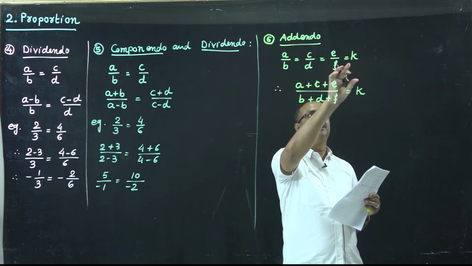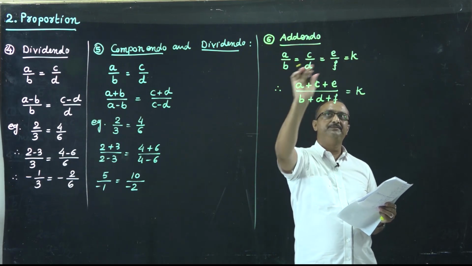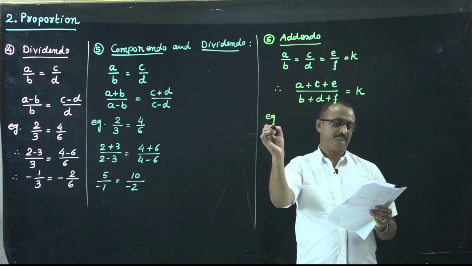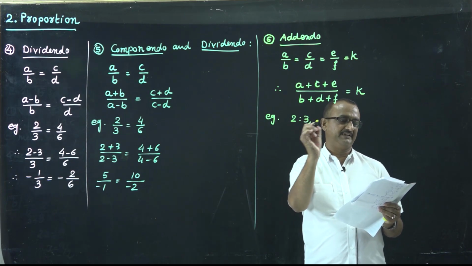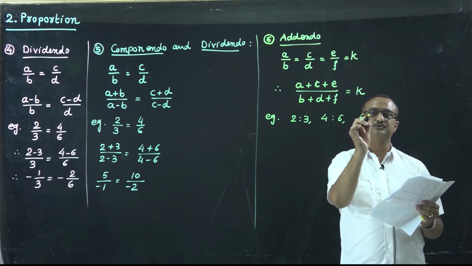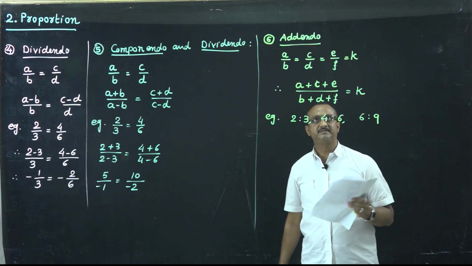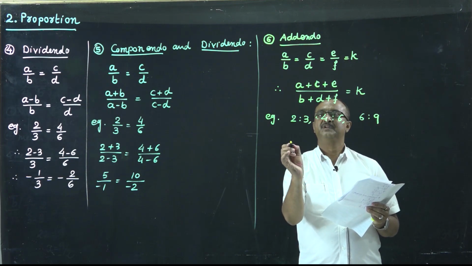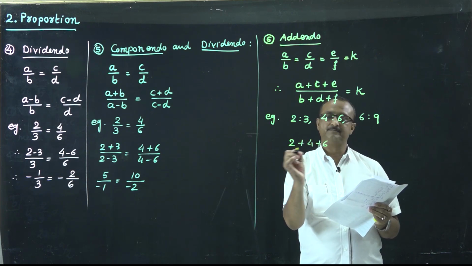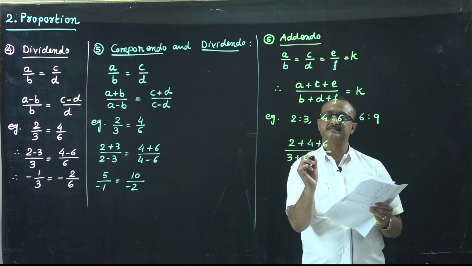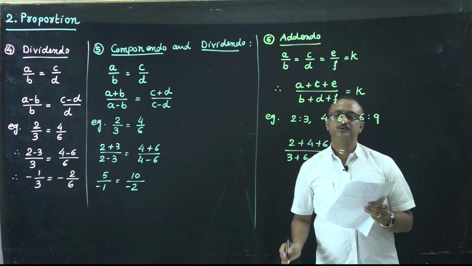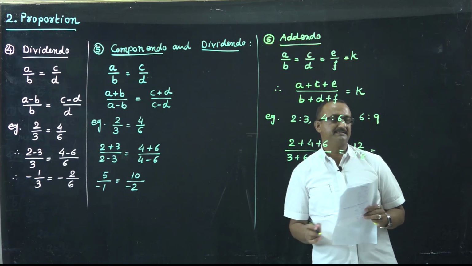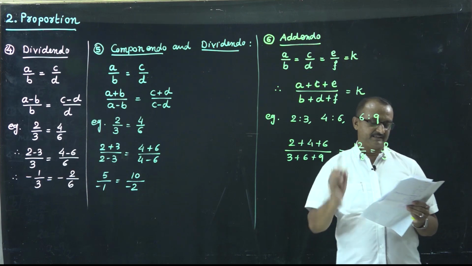If 3 terms are equal, then we take them equal to K. Total of numerator divided by total of denominator. For example, 2 is to 3, 4 is to 6 and 6 is to 9 are 3 terms in proportion, and we have to apply addendo here. So we can write 2 plus 4 plus 6 upon 3 plus 6 plus 9 equal to 12 divided by 18, and if we cut both the terms by 6 we will get 2 by 3. Okay.